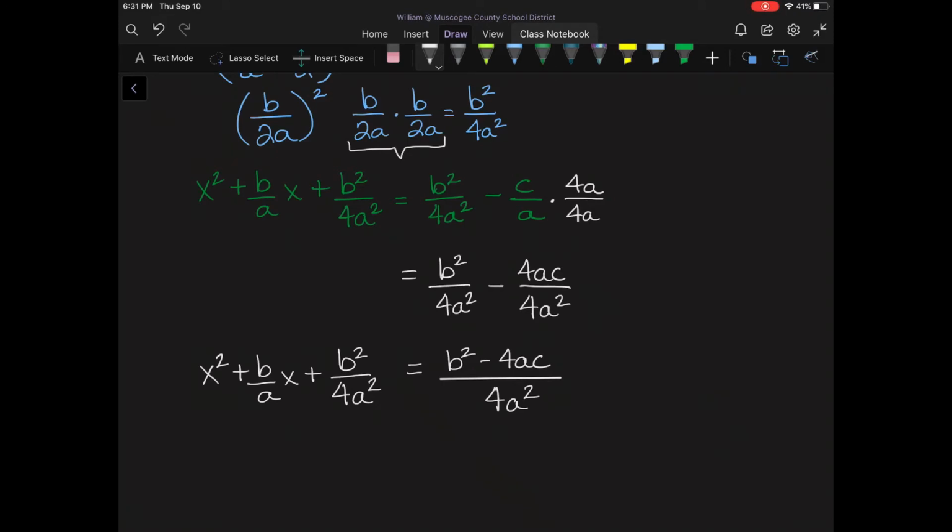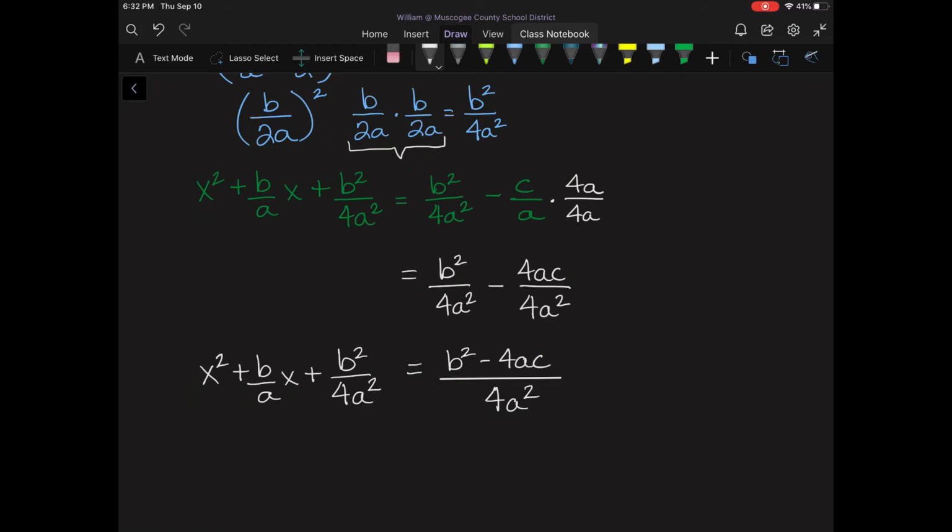Well, we've already done that, and that's right here, b over 2a. Because b over 2a times b over 2a is b squared over 4a squared. And then if you add them, you get 2b over 2a. So the 2's would cancel, and that would leave you with b over a. So these are going to be our factors for this quadratic on the left.